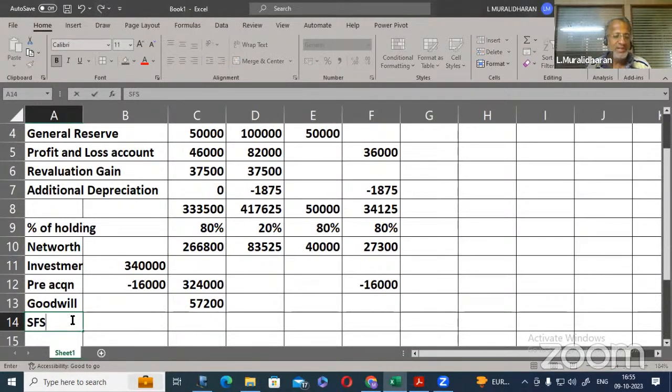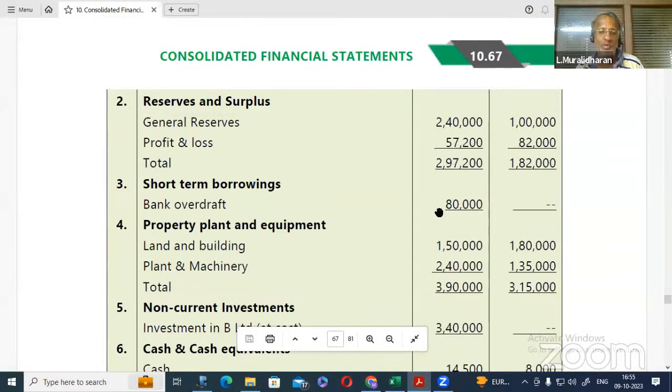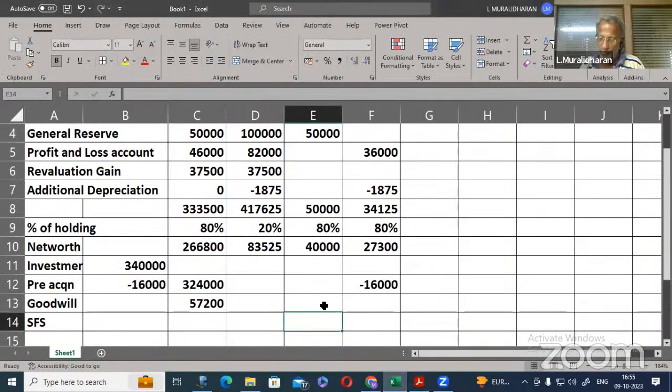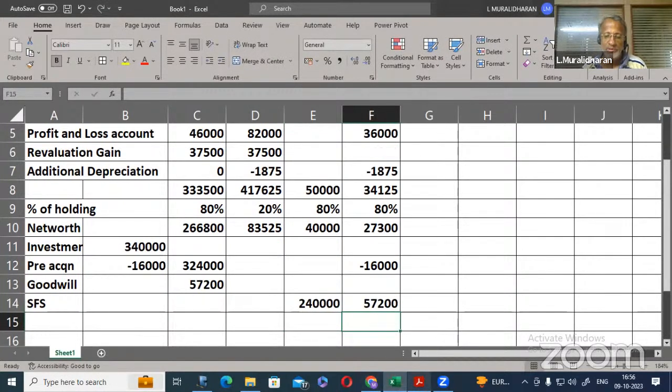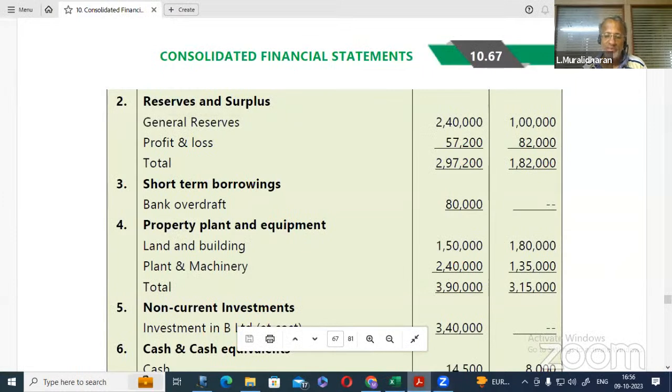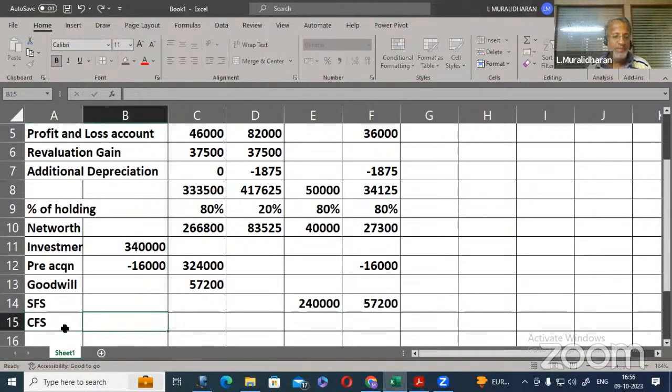And let us just pick up the SFS of the parent, general reserve and profit and loss account. So let us know about how much they were having in general reserve and profit and loss account. So 240,000 and 57,200 against profit and loss account. Is that right? 240,000 and 57,200. Now, what is the figure that we will be taking up in CFS?